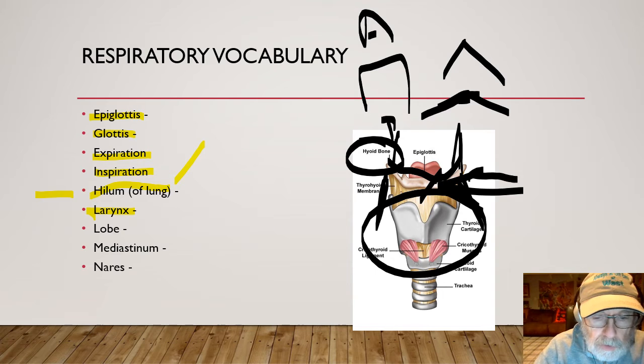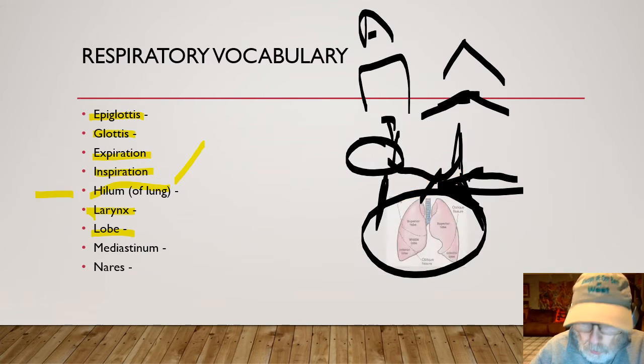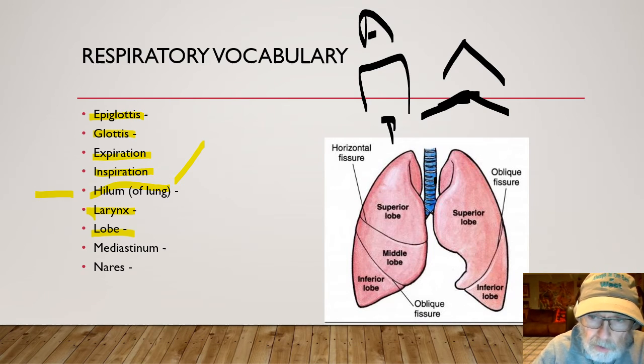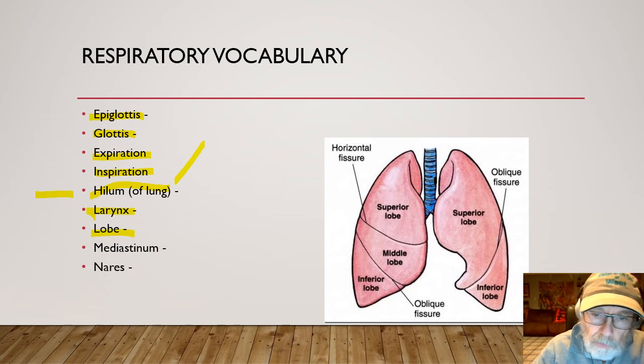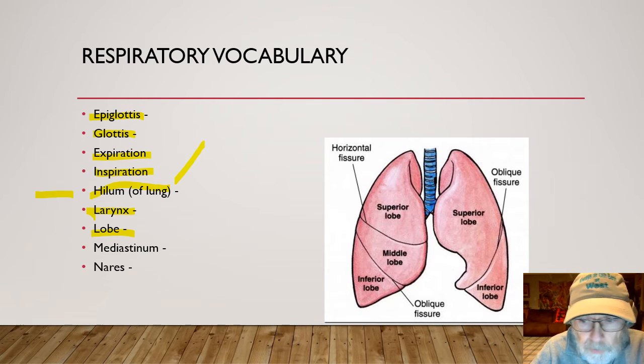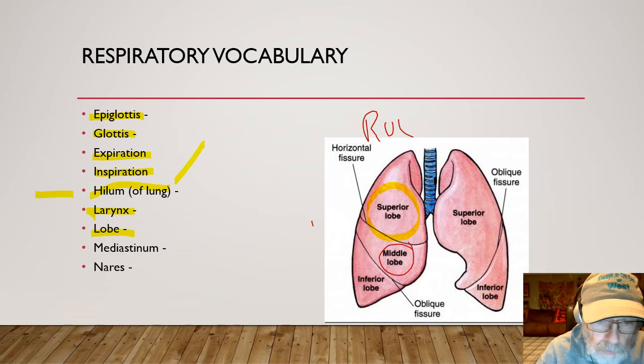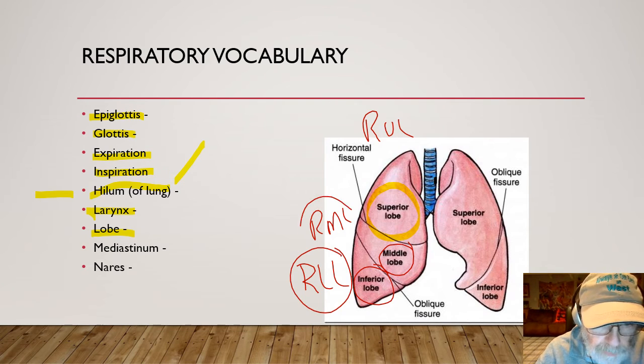A lobe is basically, if I take the lungs, and we talked about this a little bit before when we did lobo as a word root, we realized that the lung is actually divided into lobes, different lobes. When we start to think about this, we have what says superior lobe, but most commonly they call that the right upper lobe. You'll see RUL. This is the middle lobe, or the right middle lobe, and this is the inferior lobe, or frequently called the right lower lobe. And these are appropriate abbreviations for that: RUL, RML, or RLL.